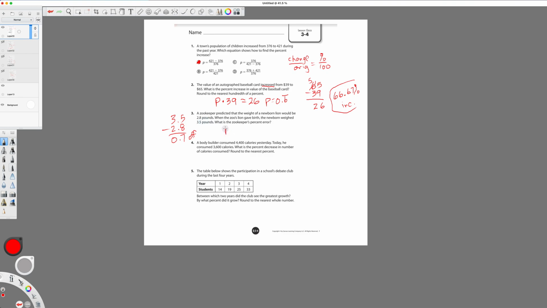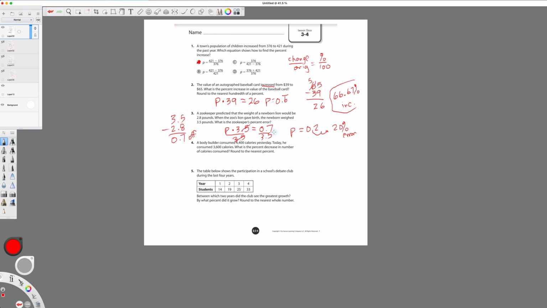So the percent error times what it should have been equals the error of 0.7. And divide by 3.5. I'll show my work this time. And when you do that division, you get 0.7 divided by 3.5. Get 0.2. Remember, I have to move it 2 places over. So that's a 20% error. Key thing is for error, compare to what it should have been, not what the prediction or the measurement was.